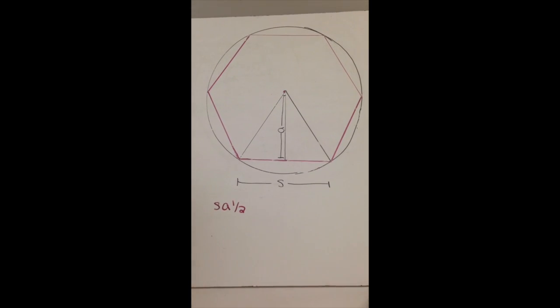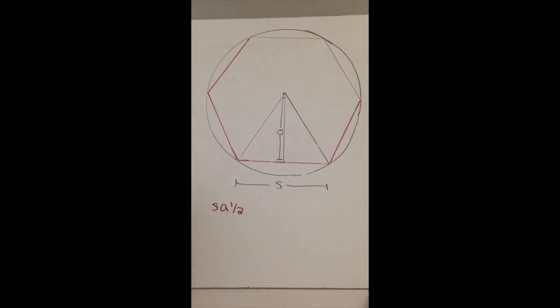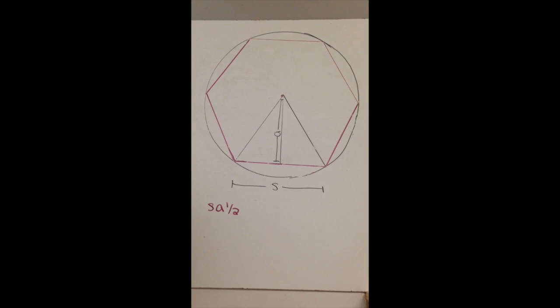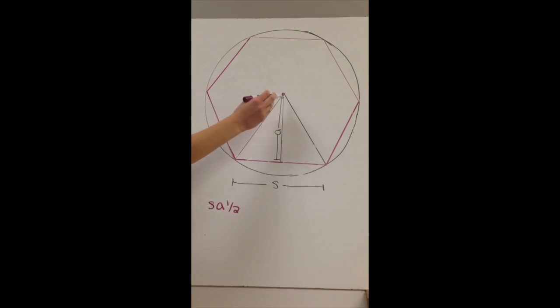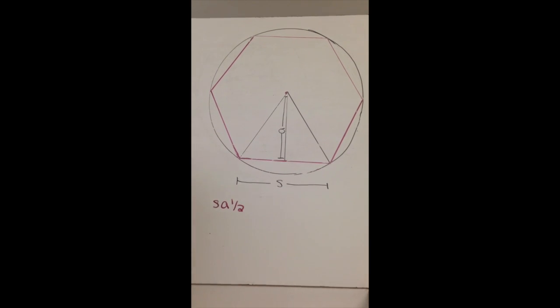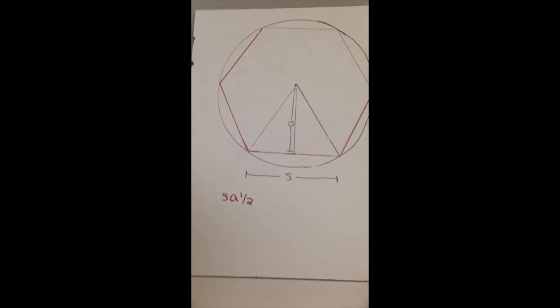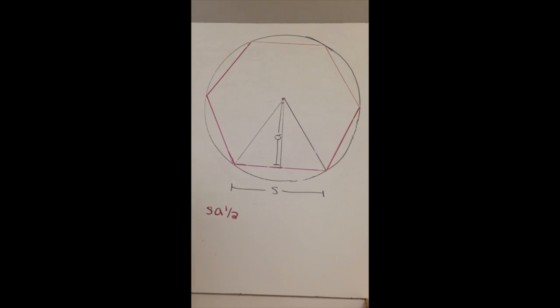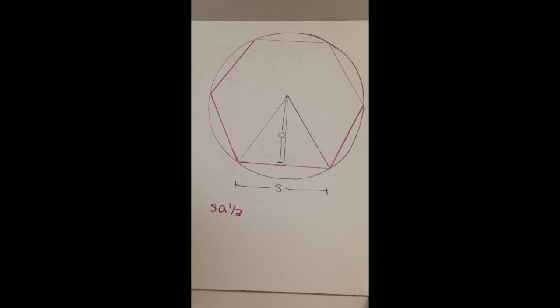Now, there are 6 congruent triangles just like the one we have drawn that make up the hexagon. We can draw them if we fill in the other radii of the circle going from the center to the vertices of the hexagon. So, because we know that there are 6 congruent triangles like this in the hexagon, the total area of the hexagon would just be 6 times the area of this one triangle.